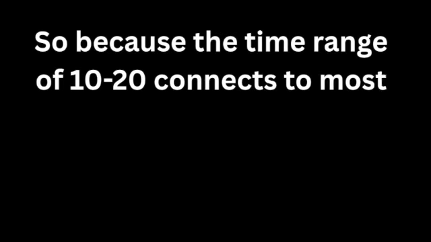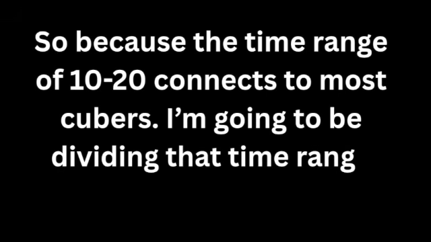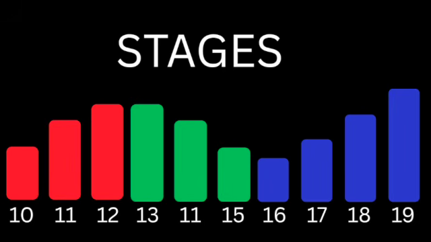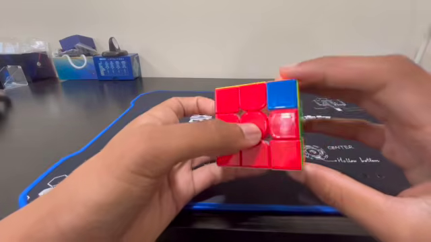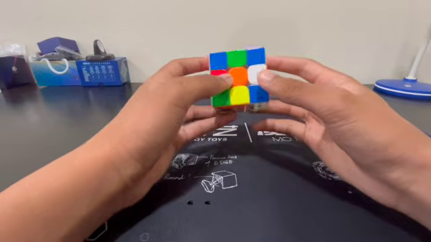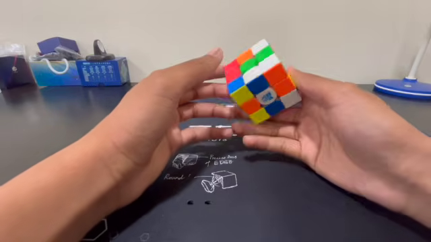So because the time range of 10 to 20 connects to most cubers, I'm going to be dividing that time range into 3 parts: 16 to 19 seconds, 13 to 15 seconds, and 10 to 12 seconds. And for each time range, I'll be giving 2 to 3 tips on how to improve. So without further ado, let's get straight into it.